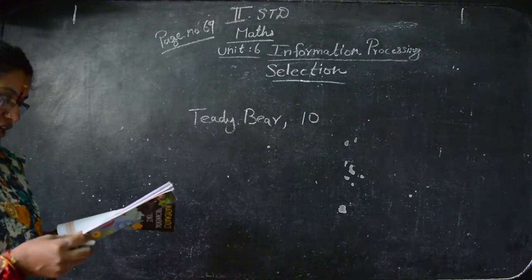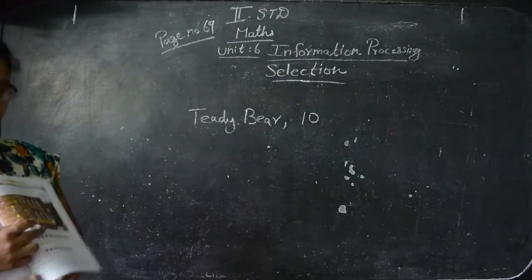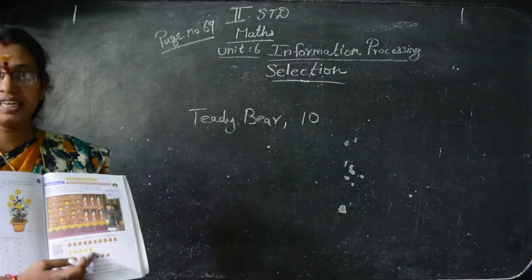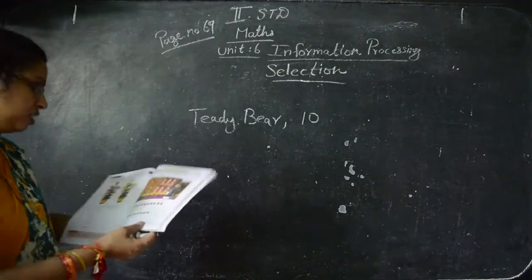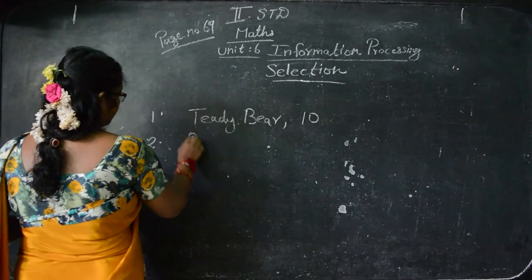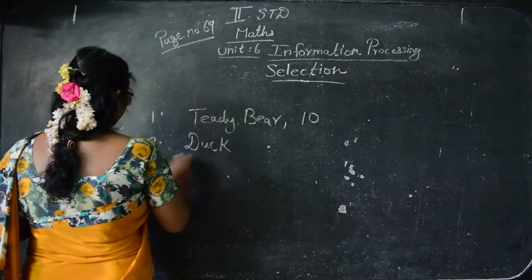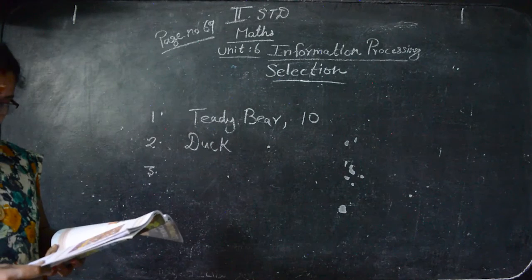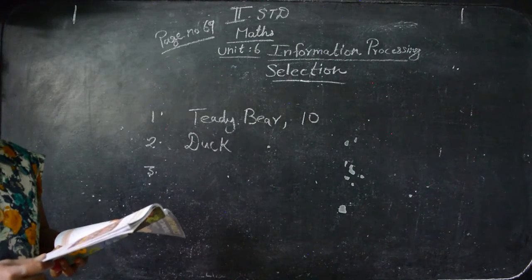Then which toy is found to be least in the shop? See here, which one is in a very small number? Only duck is in small number. So write duck for the second one. D-U-C-K, duck. Then for the third question, can you place the rocket and lorry on the same shelf?